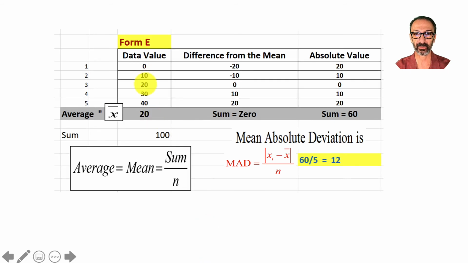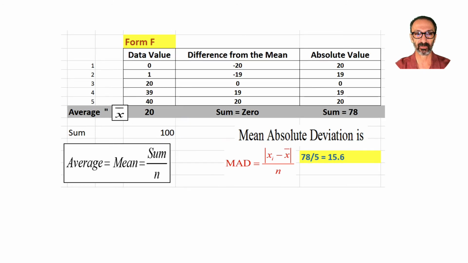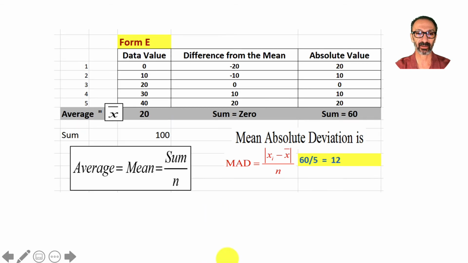10 is down below 20 by 10. 30 is above 20 by 10. Whereas in this example, it's down from 20 by 19. Down by 19. This one is above 20, the mean, by 19. So this is going to have a higher mean absolute deviation.